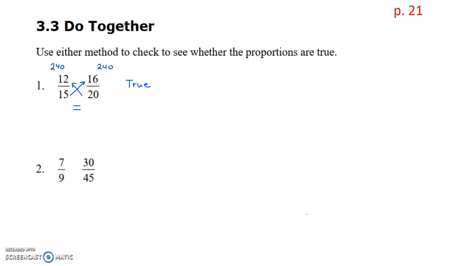For number 2, we have 7 is to 9 as 30 is to 45. This time, if we cross multiply, 9 times 30 is 270, and 45 times 7 is 315. So we can see that this is a false proportion. And the way we can indicate that is by using an equal sign with a slash through it. So 7 is to 9 is not as 30 is to 45.